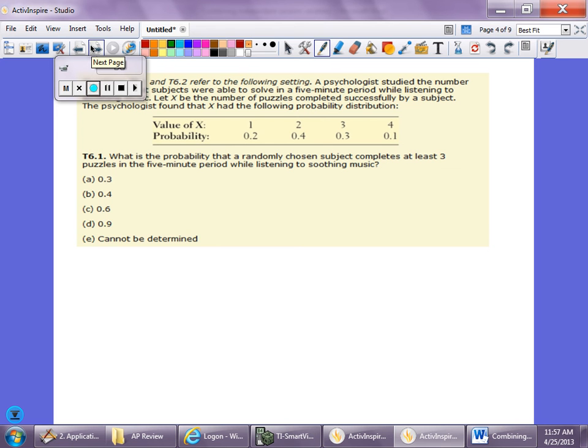The next, they give us a probability distribution, and they want to know what's the probability that a randomly chosen subject completes at least 3 puzzles in the 5-minute period. This is an extremely straightforward question. I threw it in here just to keep you on your toes. It's just a probability distribution. You're not doing any combining. You're not doing any linear transformation. There is no work to do. You are answering the straightforward question. It is as easy as it seems.